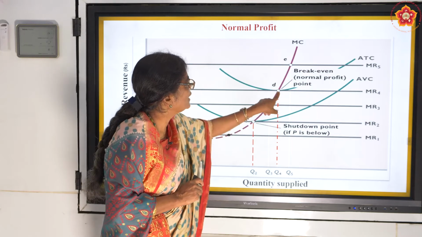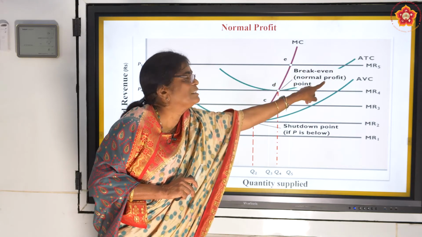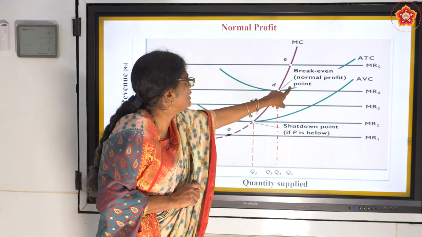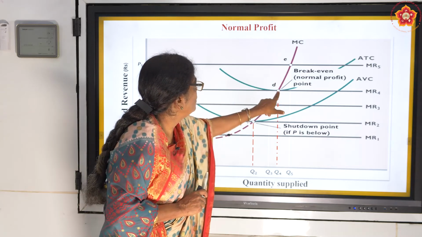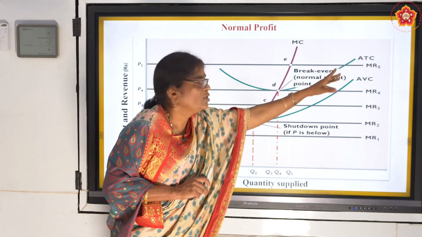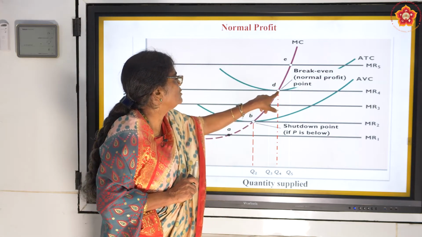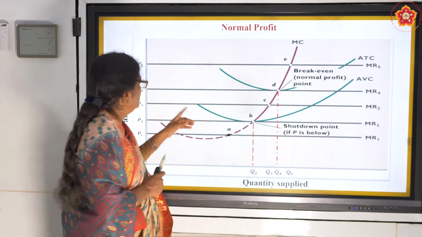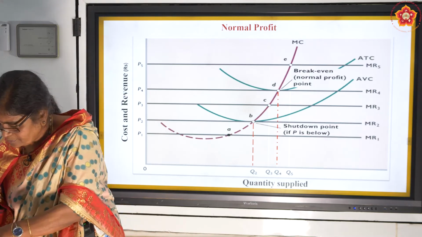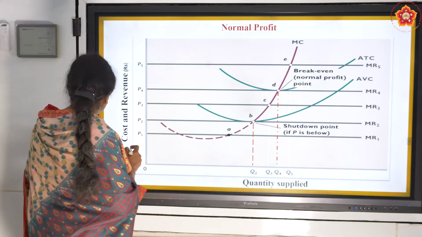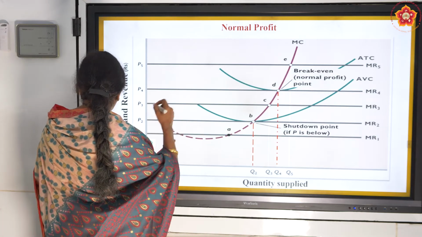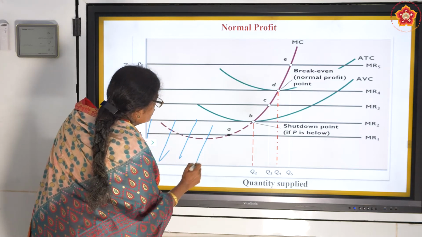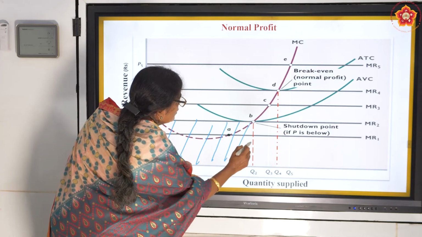You can see here the break-even point. Within brackets, the break-even point is also mentioned as normal profit. Therefore, break-even point and normal profit meet the same requirements. Here, price is equal to minimum ATC, that is average cost. Price is equal to ATC, that is average total cost. Here it is met. That means you can see from this diagram the revenue at this point is only this much. At P2, it is only enough to cover variable cost.